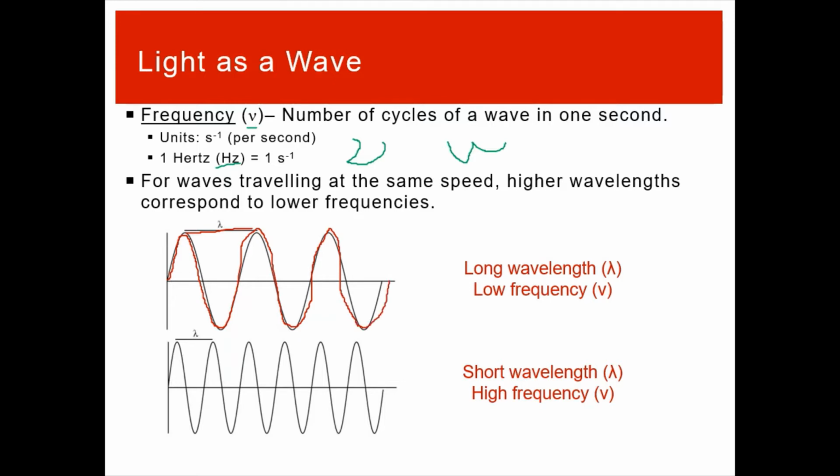If we instead had a shorter wavelength, if we travel at the same speed, side by side, we just end up going up and down more frequently because the waves are shorter. So we're going up and down. This is a relatively higher frequency because it is a shorter wavelength. So shorter wavelengths lead to higher frequencies.